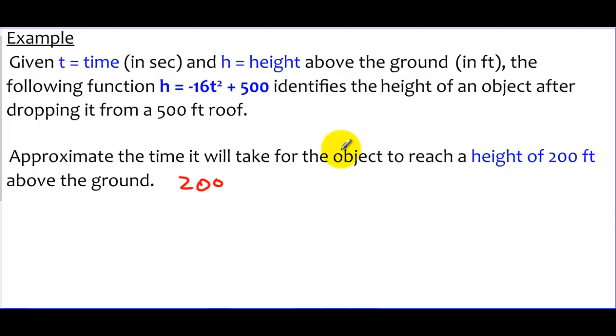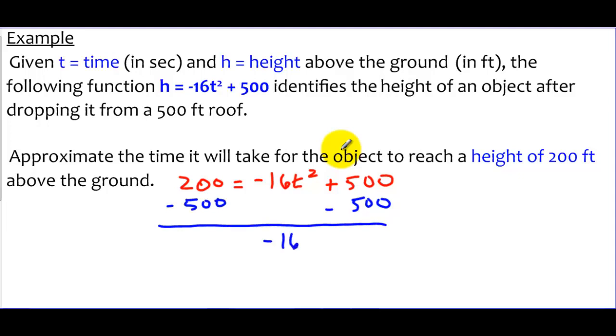So I'm going to rewrite this equation that they gave me, but now I know the height. I'm going to say negative 16t squared plus 500. And this is a classic example of when you use the square root method. There's no t to the first, there's only one variable in the problem, and so I'm going to solve this by isolating t squared. So I'm going to say minus 500 on both sides. We're starting to get t squared alone, so now negative 16t squared is equal to negative 300. And now I need to divide both sides by negative 16.